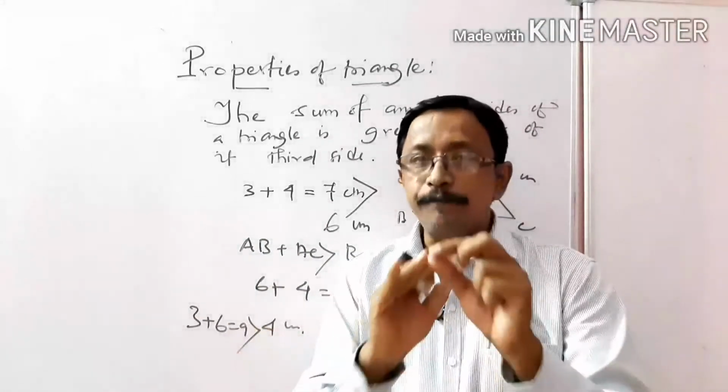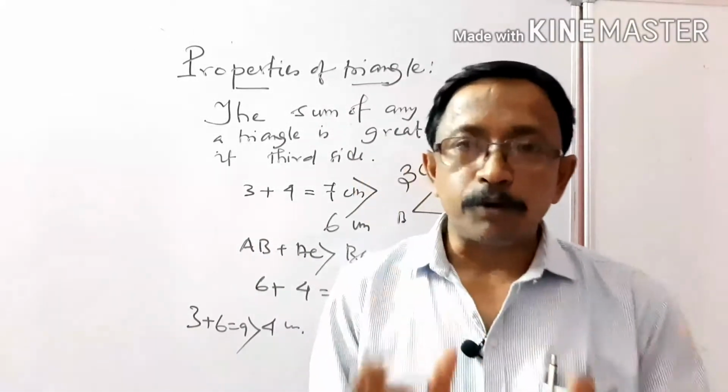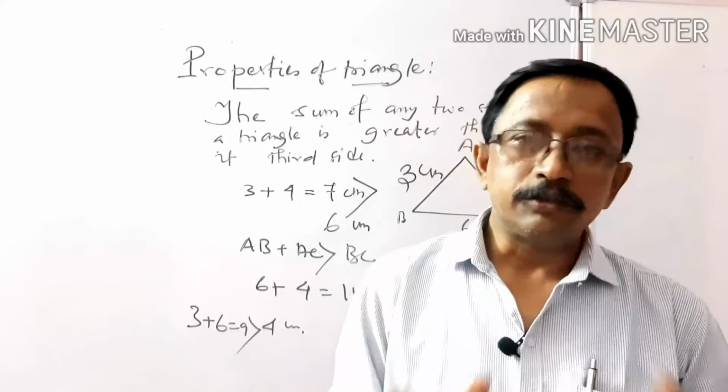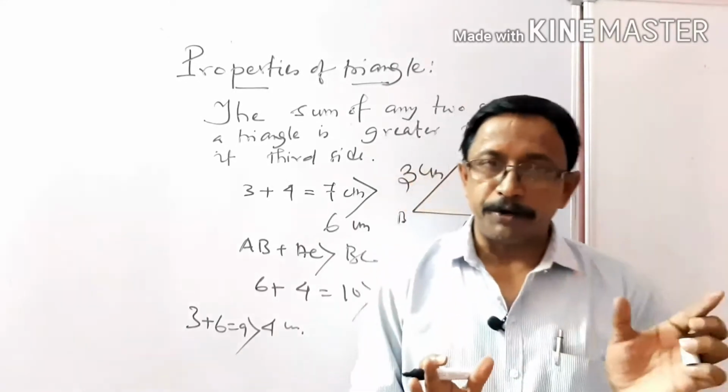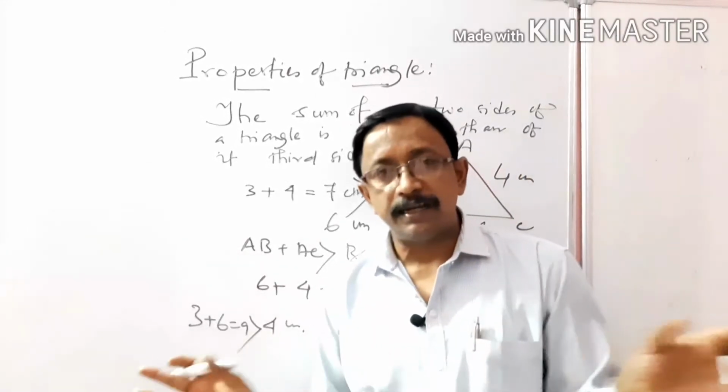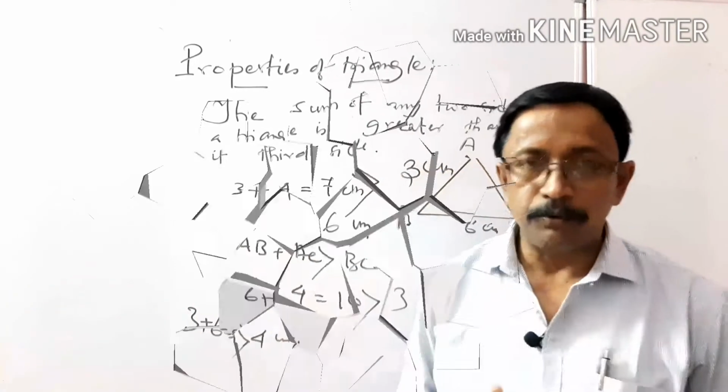Is it clear? If it is not coming out more, it is not possible to form a triangle. So this is the property. Okay, and I think each and everyone is clear on this one. Okay, now come to the next one.